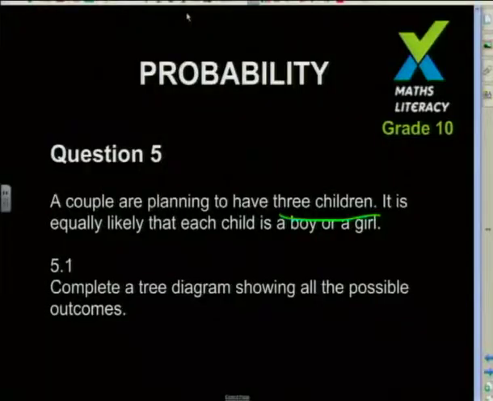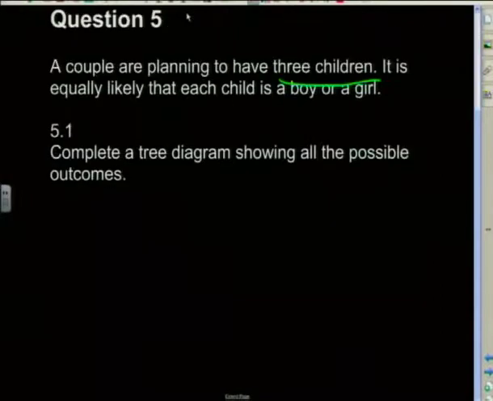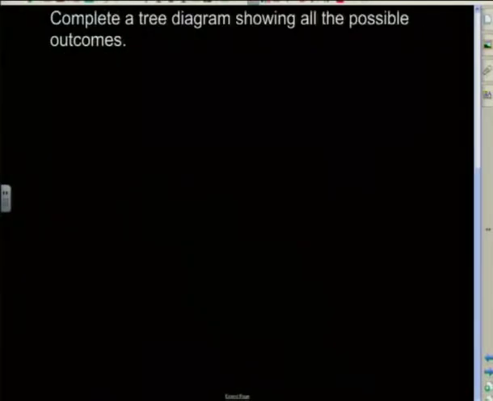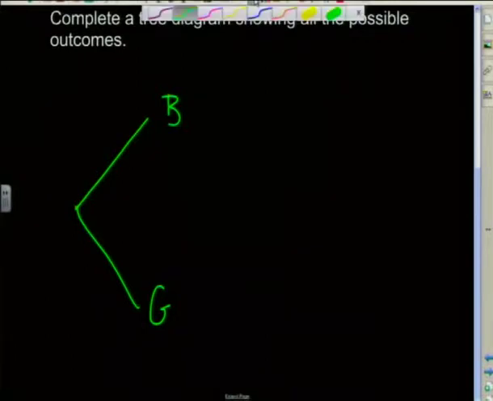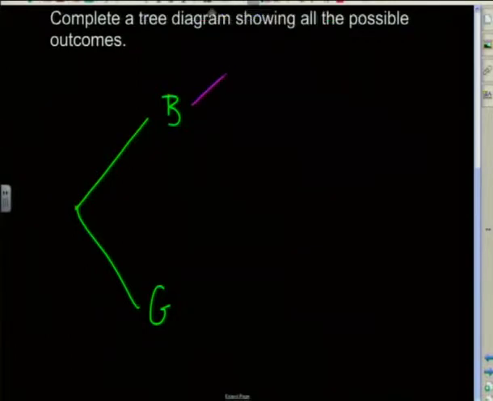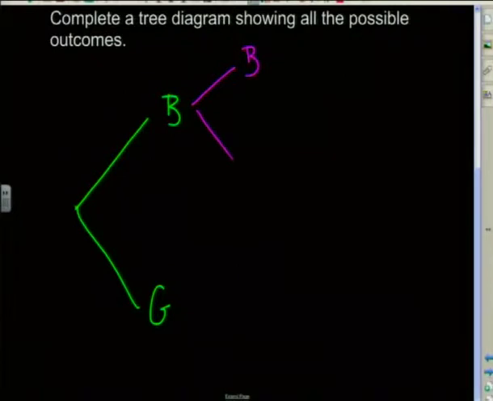Complete a tree diagram showing the possible outcomes. So let's quickly do this tree diagram. We start off with our first pregnancy, and we can have a boy or a girl. Second pregnancy, let's change our color. Second pregnancy, a boy or a girl.